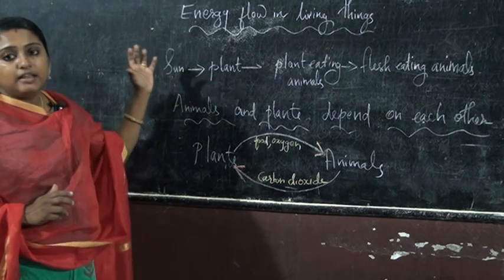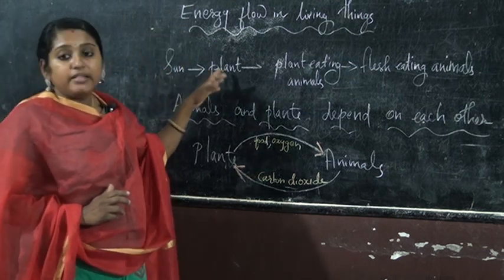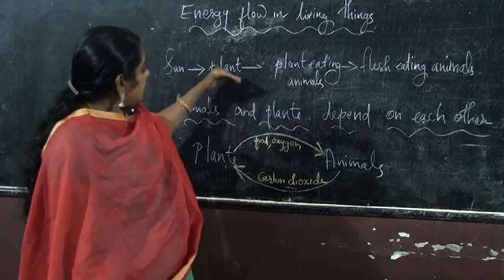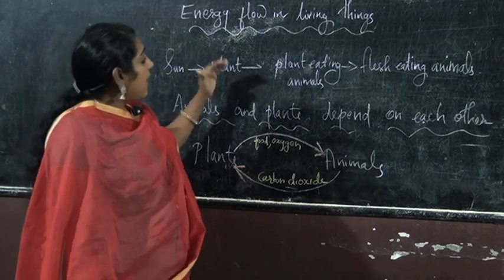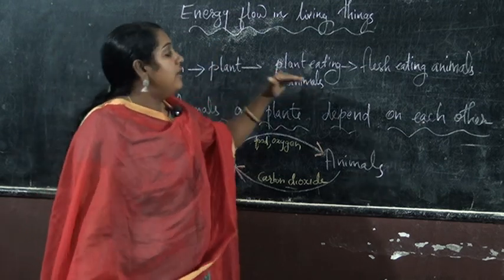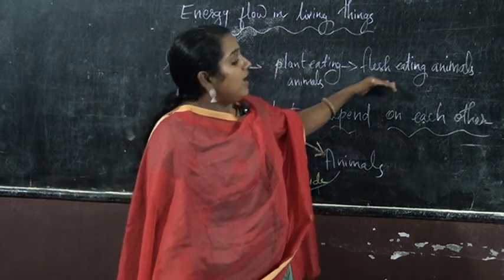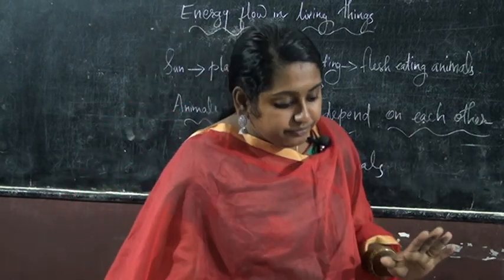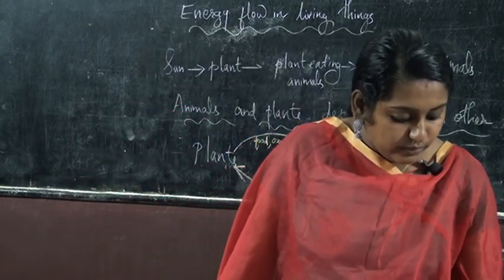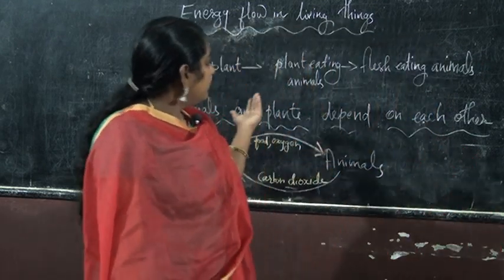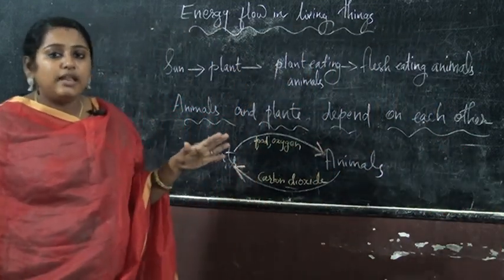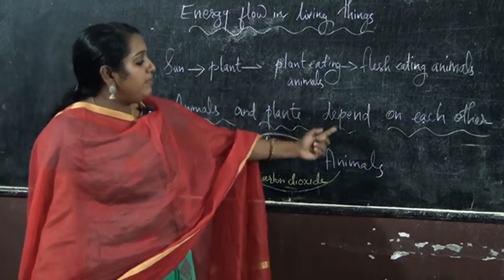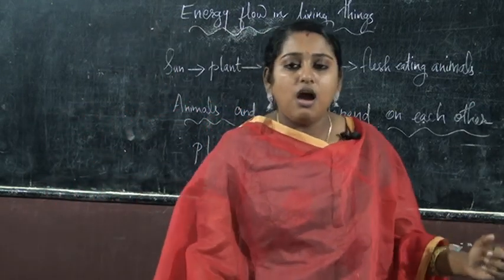So green plants take sunlight and prepare their own food in leaves. That energy is transferred into the plant in the form of food. From plants it goes to plant eating animals, and from plant eating animals to flesh eating animals. Are all of you clear about that? So this way energy flows from the sun to plants and to other animals including humans. Clear?